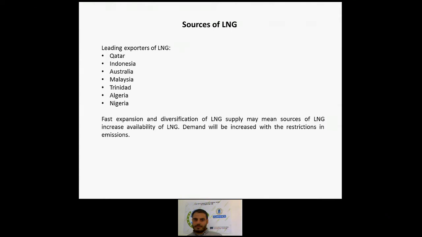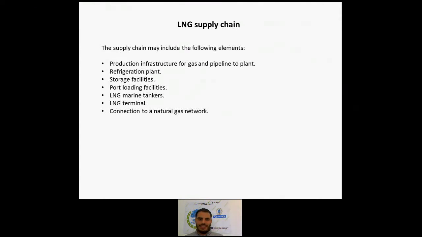Now, the LNG supply chain. The LNG supply chain, well, it includes all the facility and equipment involved in taking natural gas from an underground reservoir, liquefying it, and transporting it to an end user customer of natural gas.